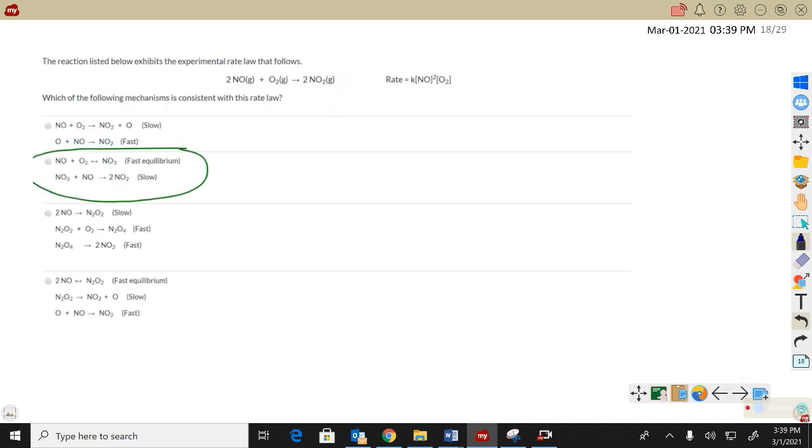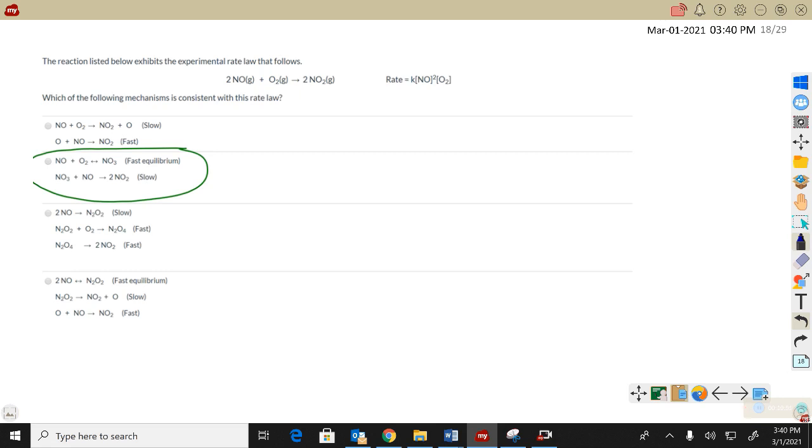Again, we've got a reaction and we have an experimental rate law. Which of the following mechanisms is consistent with this rate law? Meaning, in other words, which one would be an acceptable mechanism? So I want them to simplify to the desired balanced equation, which I could always double check.